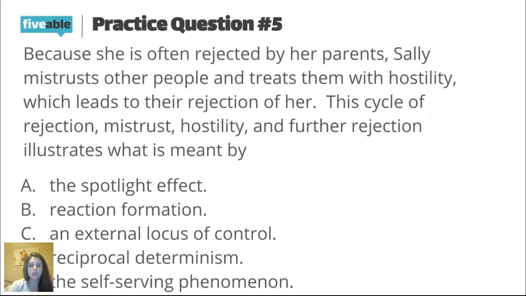The answer here is reciprocal determinism. So her being rejected by her parents, those are the social factors that are impacting her. She mistrusts other people. Those are her internal personal factors which are influencing her. And then she treats people with hostility. Those are her outward behaviors. And so that continues the cycle, because then other people reject her and then she mistrusts them and so on and so forth. So it's reciprocal determinism happening because there are those three prongs: the parents rejecting her, her thoughts about the rejection, her actions towards the rejection.